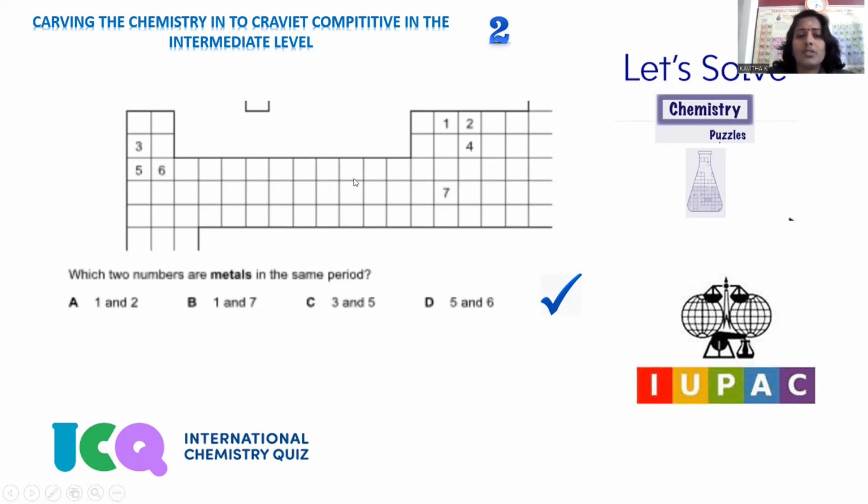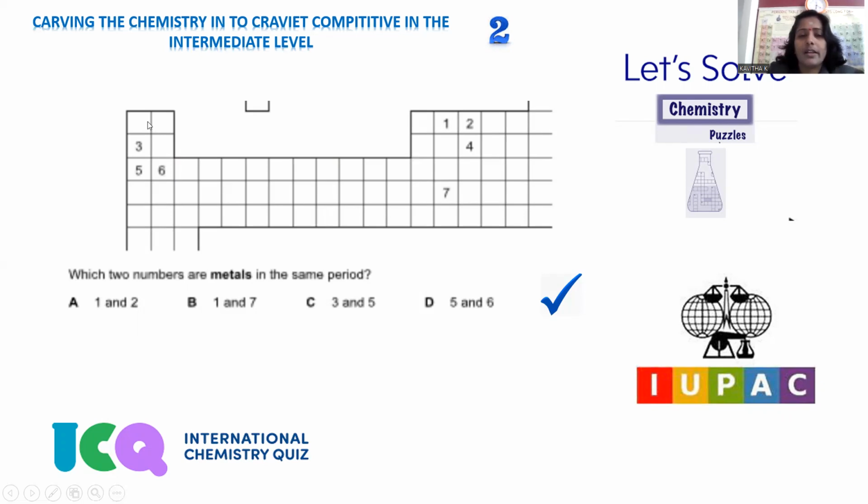If you see the periods, in the first period you can find element number 1 and element number 2. In the second period, you can find element number 3 and element number 4. In the third period, you can find 5 and 6. And the fourth period has only one element, so we can't suggest that single element as being in the same period. Periods are always horizontal rows only. So the possibilities are the first, second, or third periods; 3 periods you can consider.